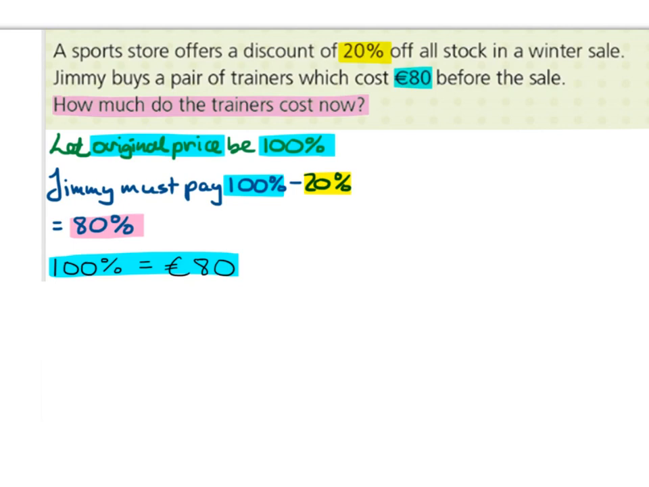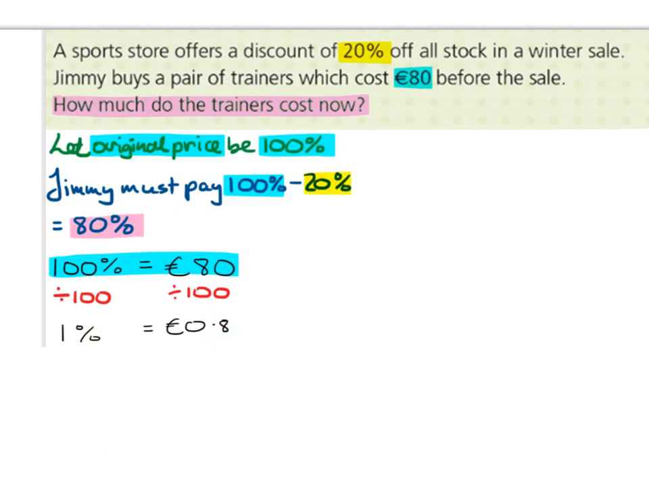So we're going to find 1% and then we're going to find 80%. So to make 100% become 1%, we're going to divide by 100. And what we do to the left, we do to the right. So 100% divided by 100 gives us 1%. And €80 divided by 100 gives us €0.8. So now we know that 1% is €0.8 or 80 cents.